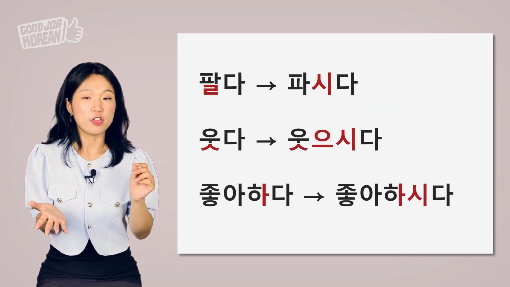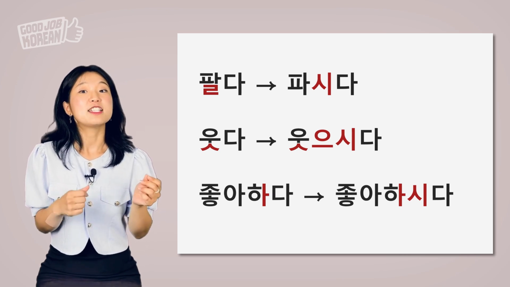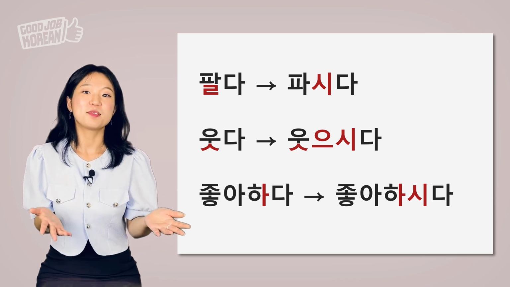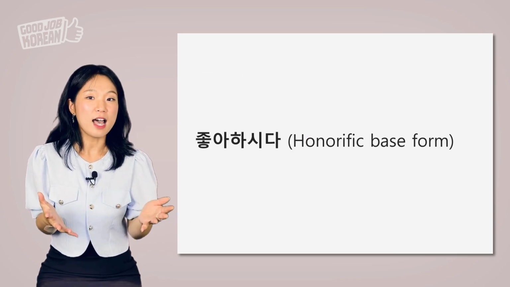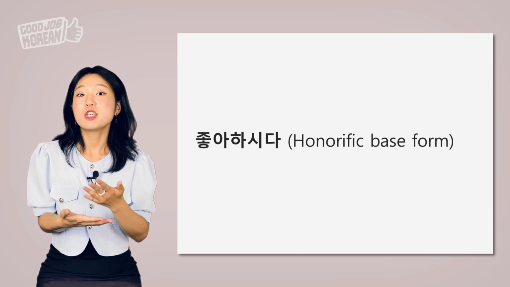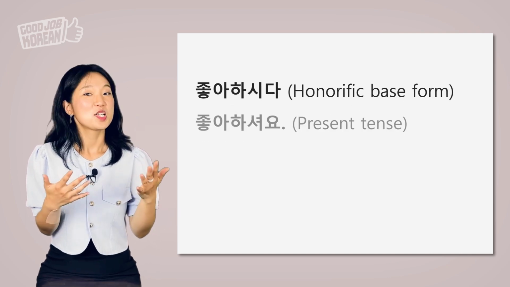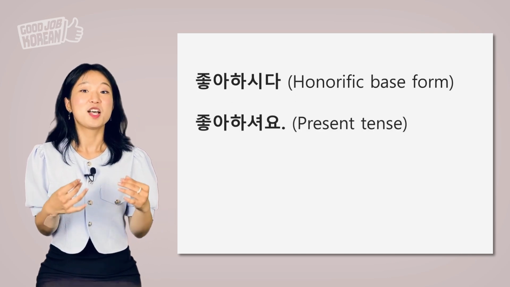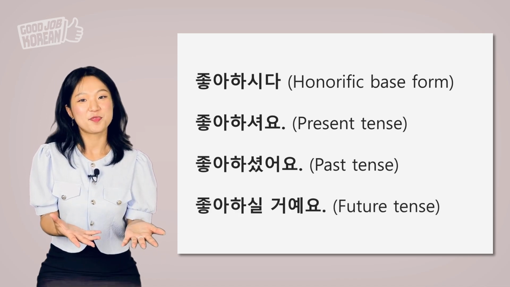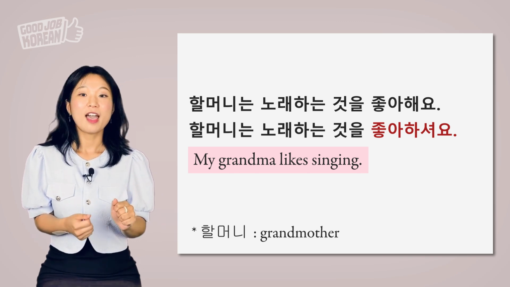Once you've made an honorific base form, you can apply the same conjugation rules as the present, past, and future tense conjugation. For example, 좋아하시다 is the honorific form of 좋아하다, and you can change it into present, past, and future tenses like this. 좋아하셔요. 좋아하셨어요. 좋아하실 거예요.